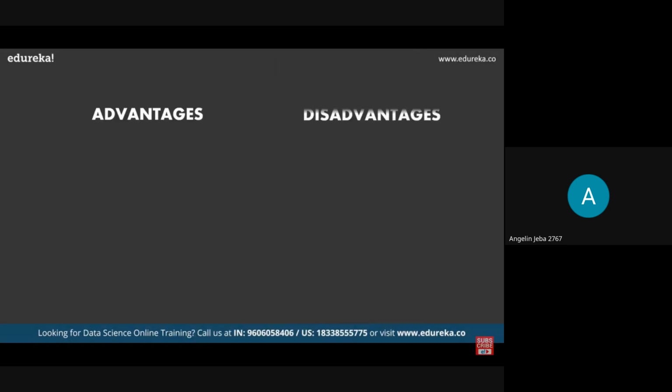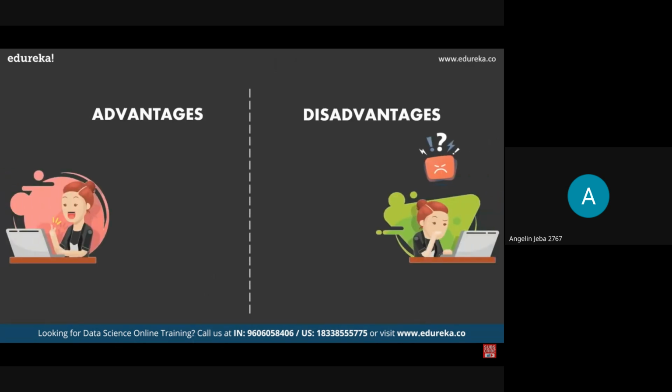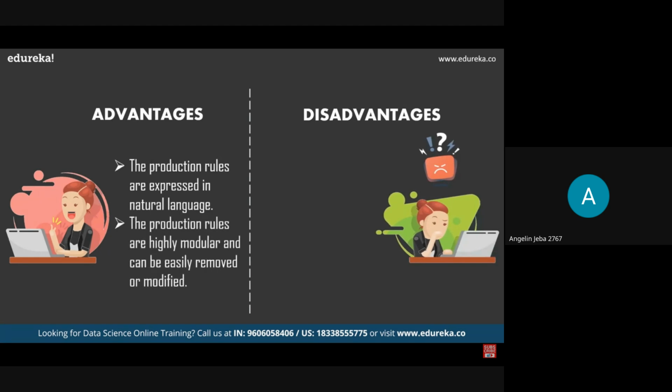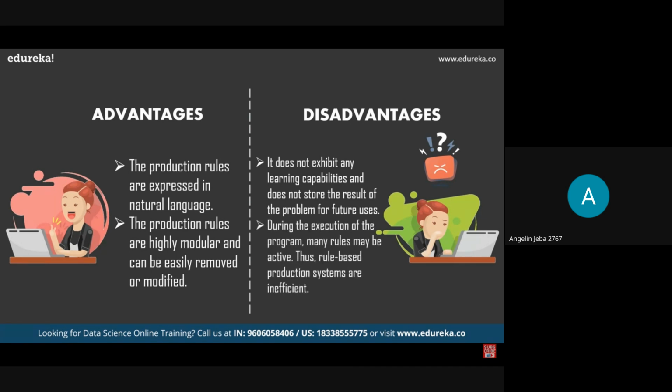Now, talking about the advantages and disadvantages. First up is the advantages, where the production rules are expressed in natural language. And the production rules are highly modular and can be easily removed or modified. But talking about the disadvantages, it does not exhibit any learning capabilities and does not store the result of the problem for future use. Now, during the execution of the program, many rules may be active. Thus, the rule-based production systems are inefficient.